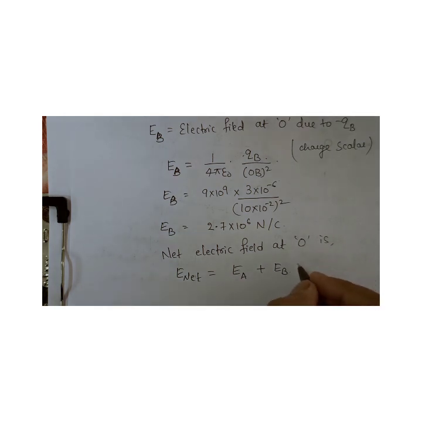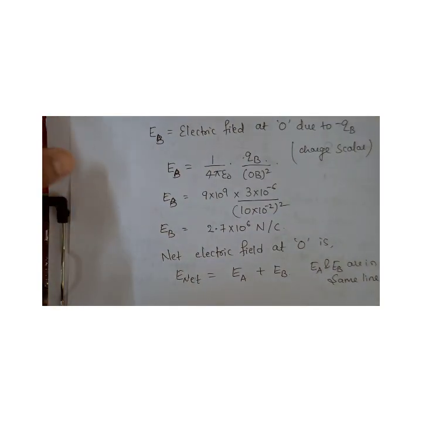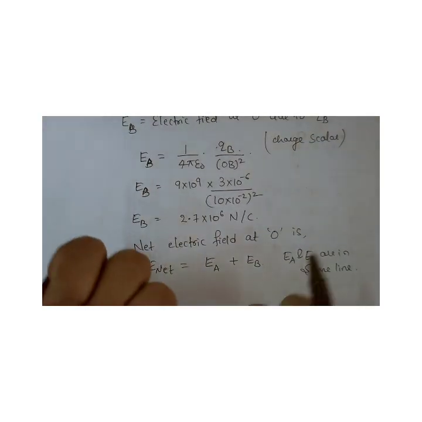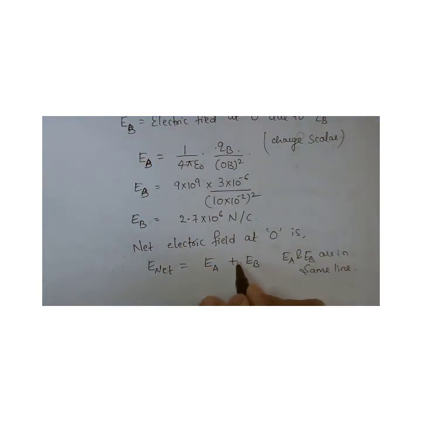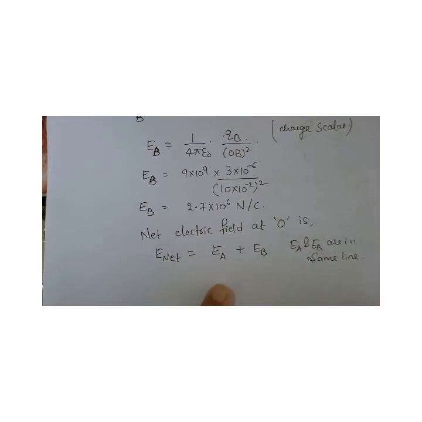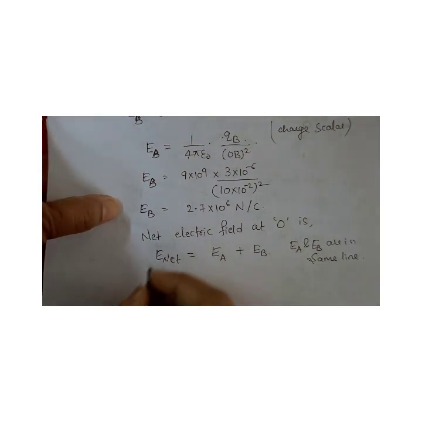So why is this so? Because your EA and EB both are in the same line. Okay, so they are in the same line. If they were opposite from each other, then here it would be a minus sign. Since both are in the same line, we are going to add them.